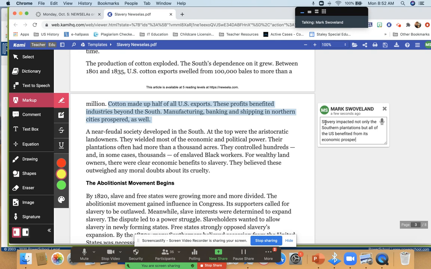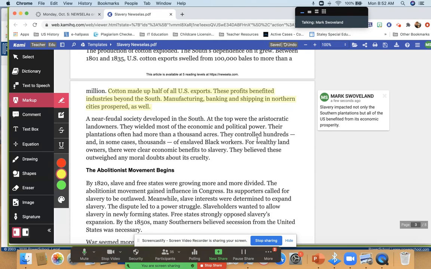Right? And that's just saying that all of the United States really saw benefits from using enslaved people, that we are a country that in many ways was built on the back of slaves. Okay, so I'm going to give everybody a minute or two to get caught up with this.